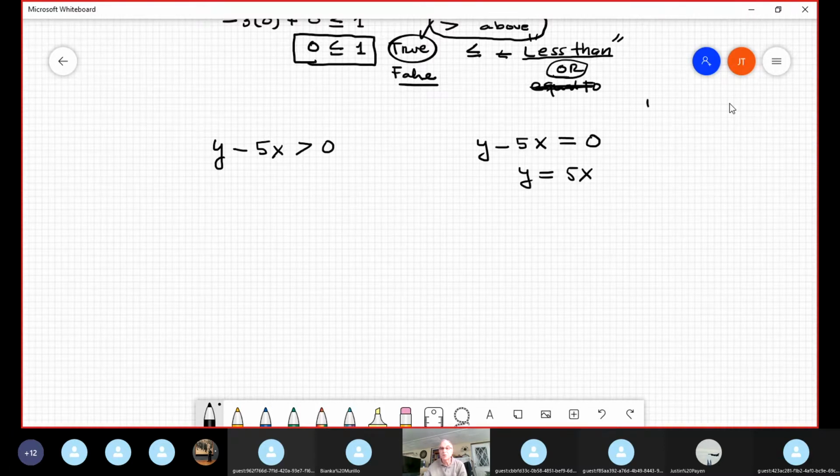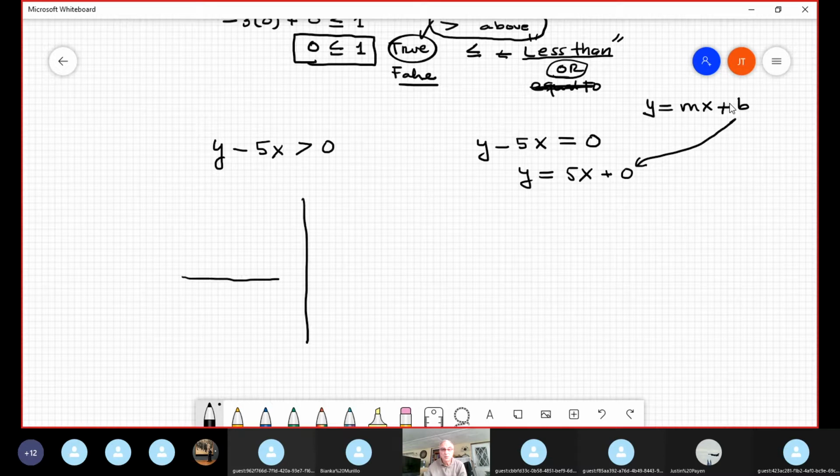Okay, and we compare with the famous slope-intercept equation. I discover that b is 0 because it's missing. Look at that, b is 0. So the point is 0, 0. This line passes through the point 0, 0 because b is 0.